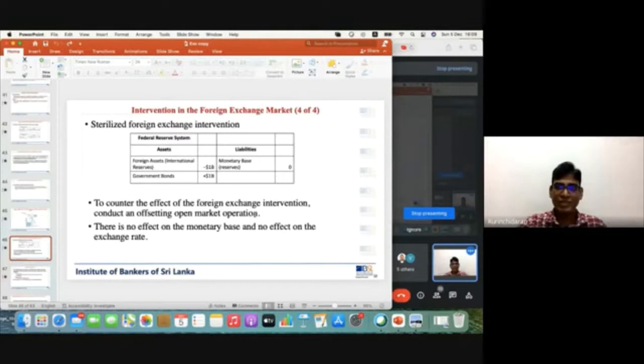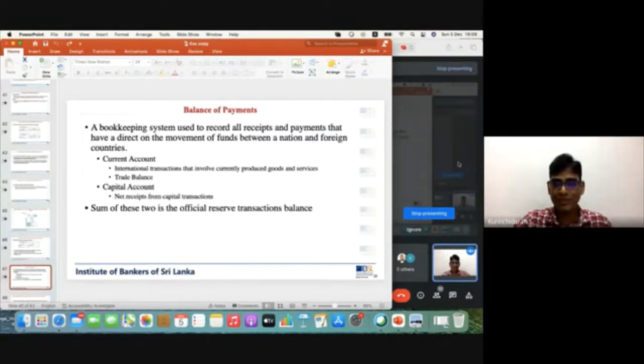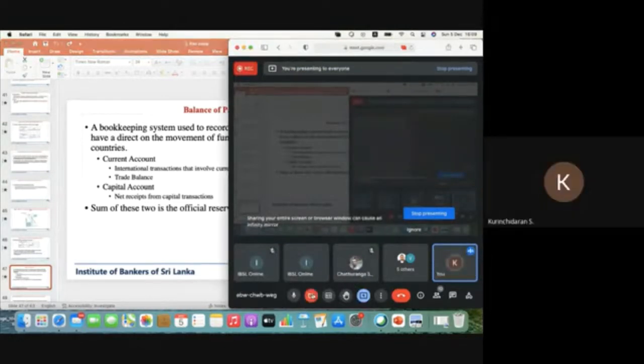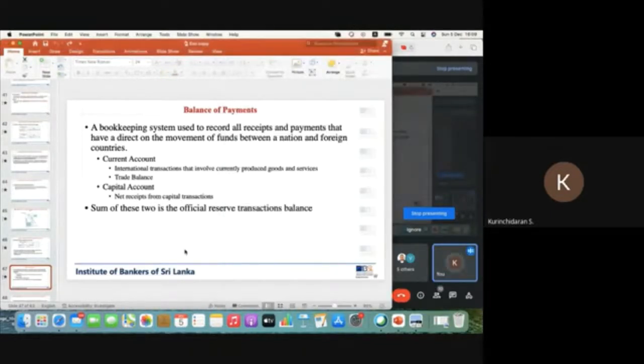Okay, up to now, is it clear? This is the market intervention, and how to conduct monetary open market operations to manage this exchange rate as well. And if it is okay, hold on for a while. I think I have to rush through.